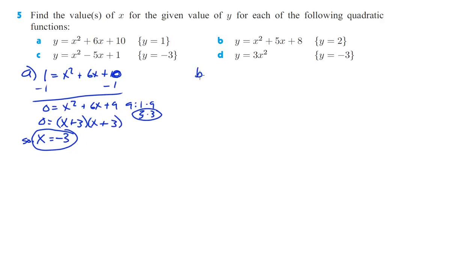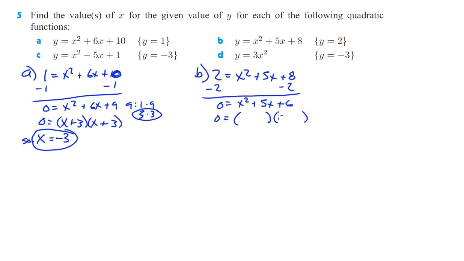B here, we've got 2 equals x squared plus 5x plus 8. So subtract 2 from both sides, and we get 0 equals x squared plus 5x plus 6. Now we want the factors of 6, which are 1 and 6, or 2 times 3, that add up to 5. So 2 and 3 add up to 5. In order for these two numbers to add up to positive 5, they both have to be positive. So x would then have to equal negative 2, since negative 2 plus 2 gives us 0, or negative 3, since negative 3 plus 3 gives us 0. Either one of those would solve that, would make it work when y equals 2.